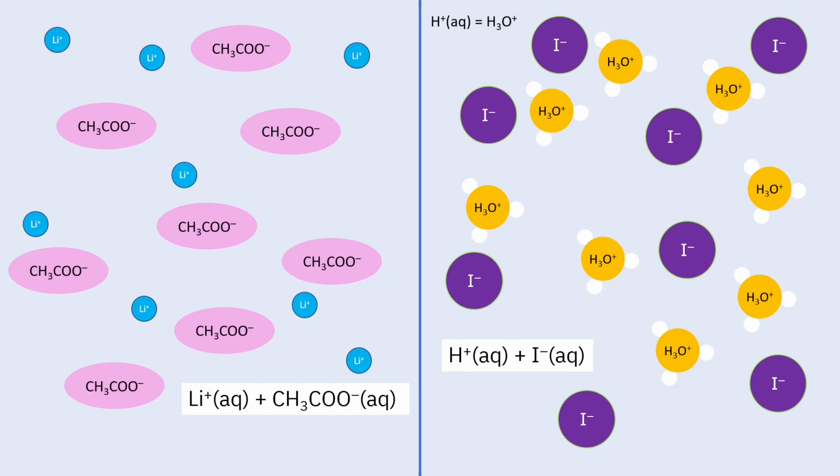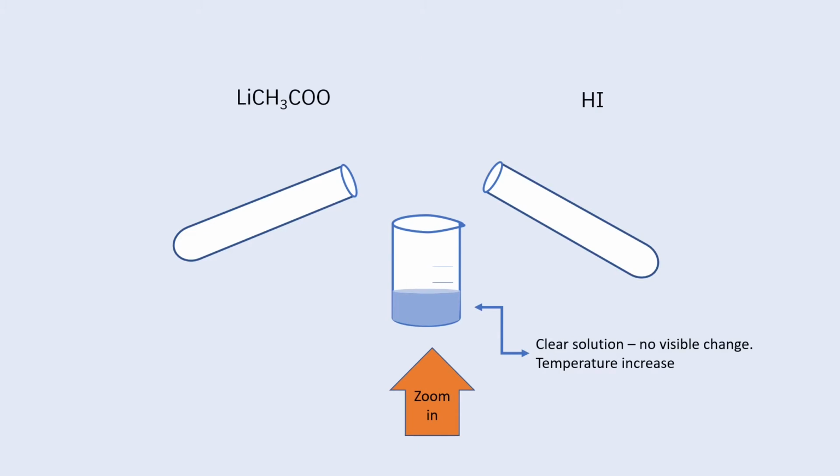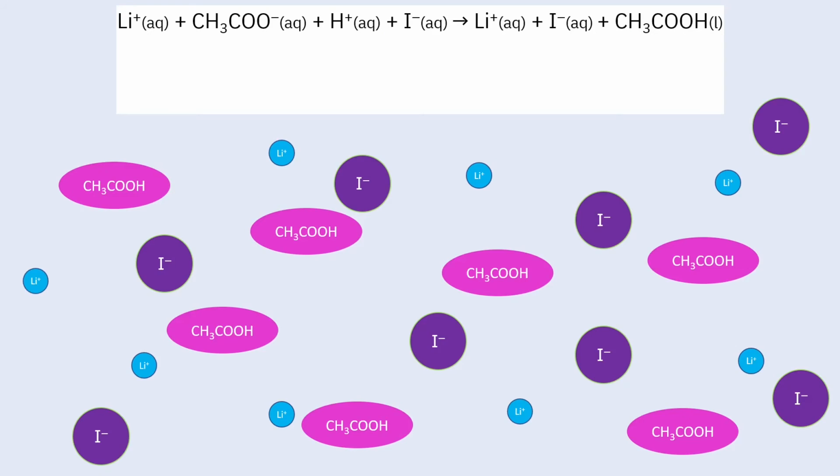All right, so when these solutions are mixed, we end up with a clear solution. Looks the same as it did in the original test tubes, but the temperature rises quite a bit. It becomes uncomfortable to hold if you were holding that in your hand. So let's zoom in and see what's going on in the mixture. Well, we still have lithium ions and we still have iodide ions, but we no longer have hydronium ions or acetate ions. I didn't even put any in this picture.